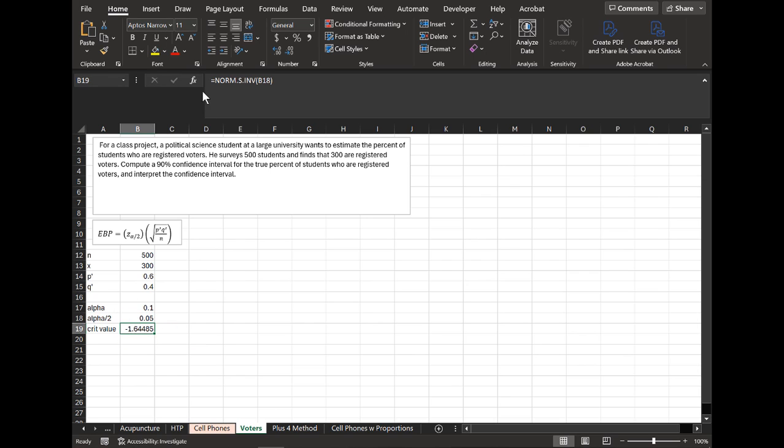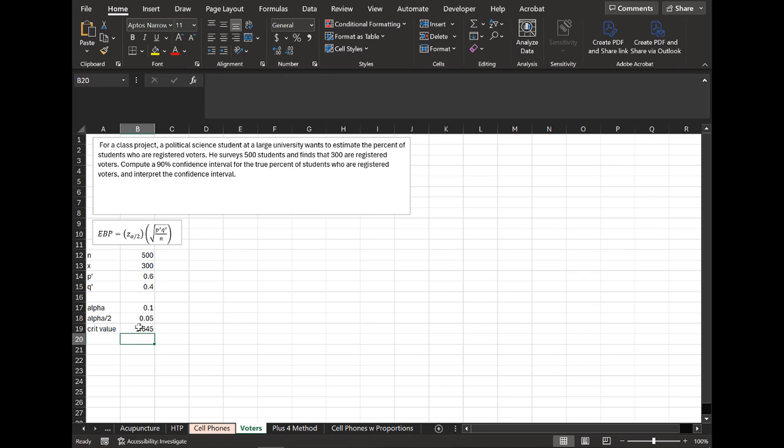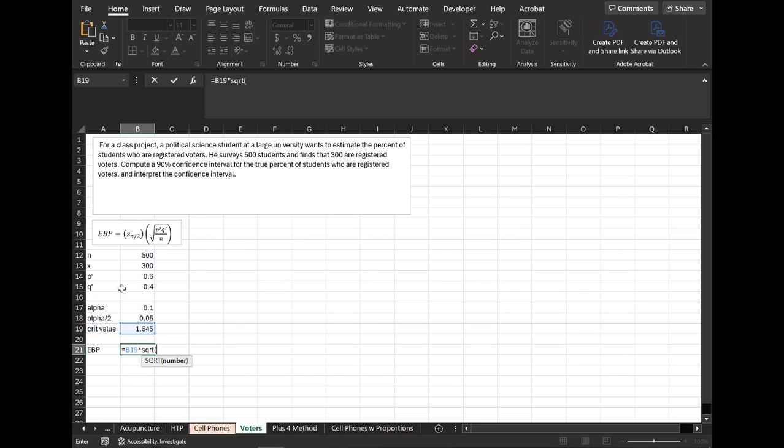And so with your critical value, I like to take the absolute value of this, and then I will round this to 3 spots. So I make a formula around all of that. And from here, I can come up with my error bound. So for my error bound, I'm going to take my critical value times the square root of my p prime times my q prime, all of that divided by my n. And so I get this error bound of 0.036.